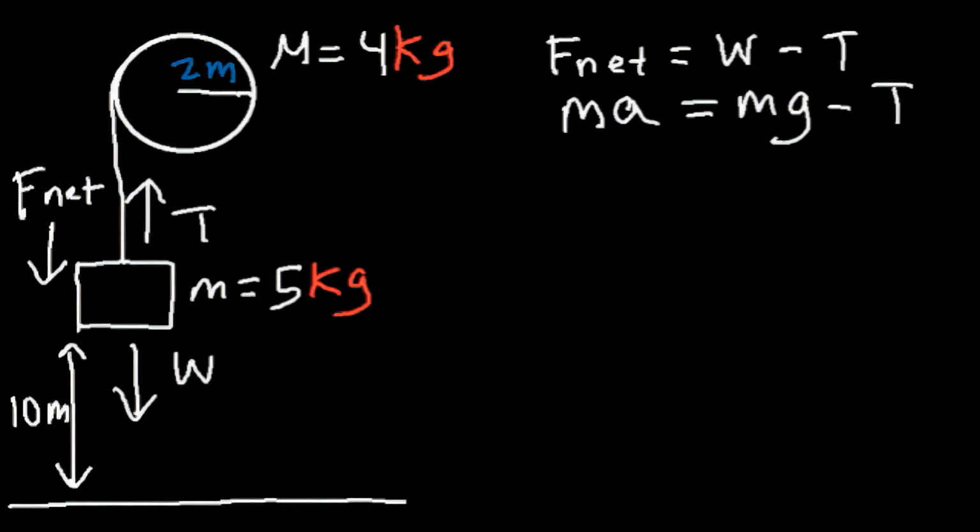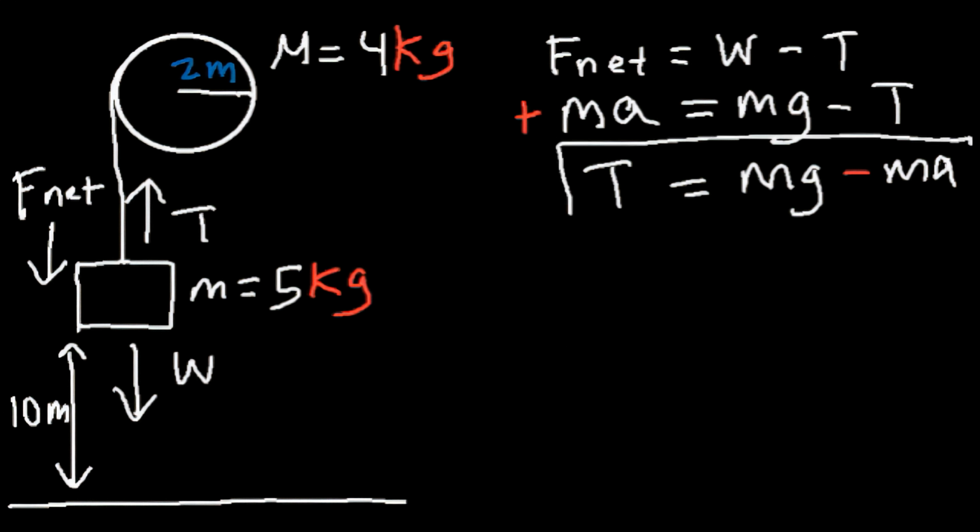So if we solve for T, if we move negative T from the right side to the left side, it's going to be positive T. And if we move positive ma from the left side to the right side, it's going to be negative ma. So the tension force is the difference between the weight force and the ma term. So if you need to calculate the tension force in a problem, this is the equation you need to use.